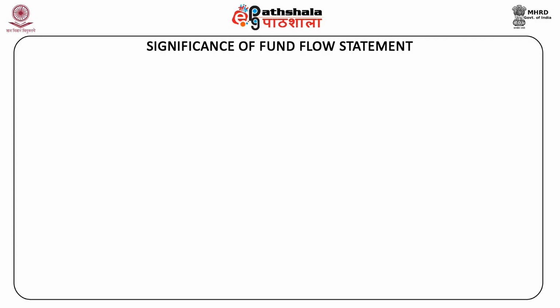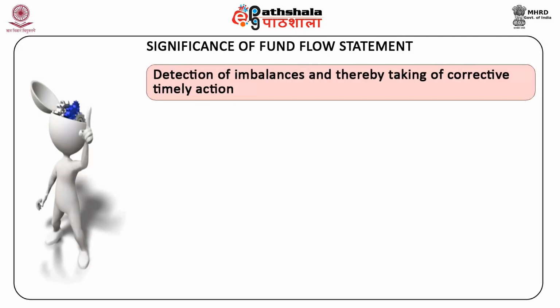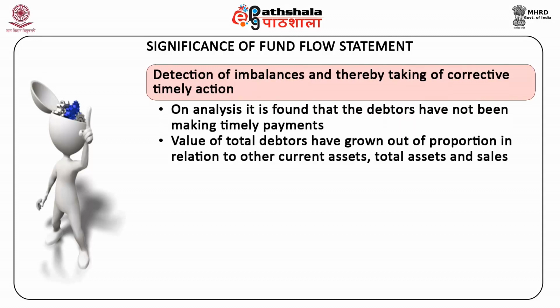An analysis of the sources and uses of funds provides valuable insights into the operations of a firm. It can help in detection of imbalances and thereby taking of corrective timely action. For example, on analysis, it is found that the debtors have not been paying on time, and the value of total debtors have grown out of proportion in relation to other current assets, total assets and sales. It will immediately raise the alarm and timely corrective action can be taken.